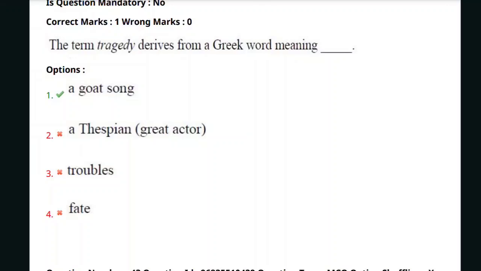We can see different kinds of dramas, different kinds of plays, and the different kinds are tragedy, comedy, and tragicomedy. Yes, the combination of tragedy and comedy is tragicomedy. In your M.A. English, you are going to study all these things, the types of drama or the kinds of plays. So tragedy is derived from a Greek word which means a goat song.